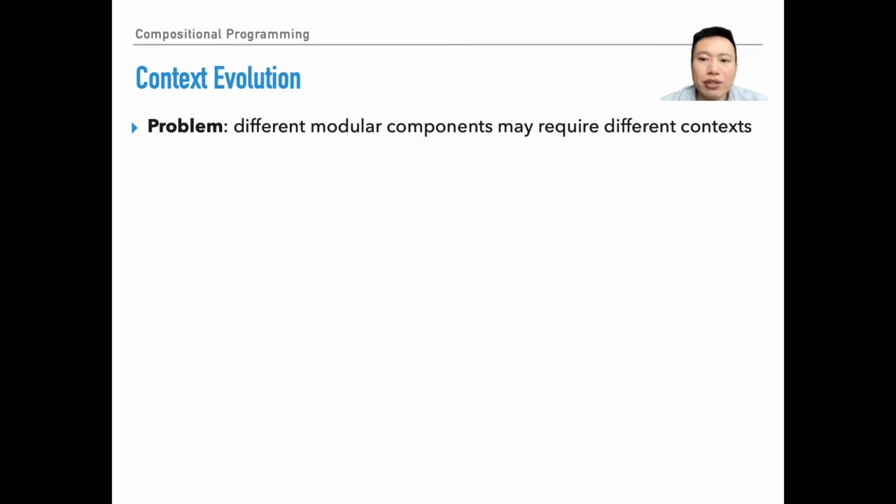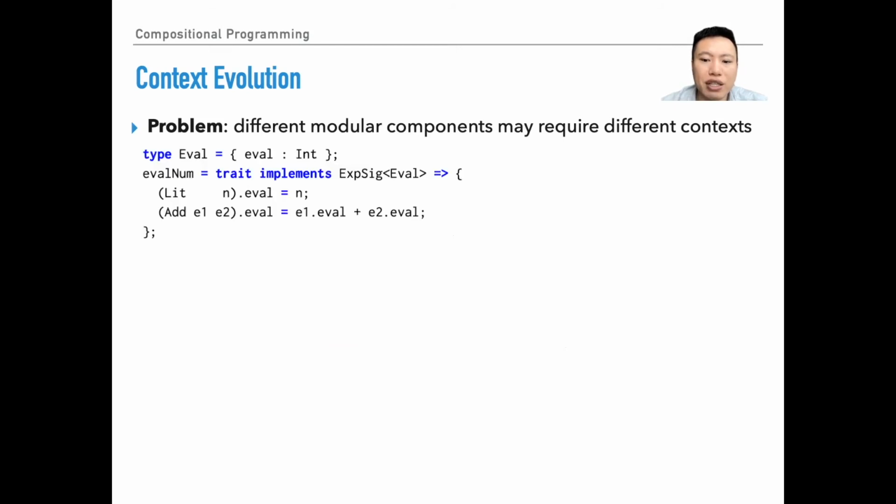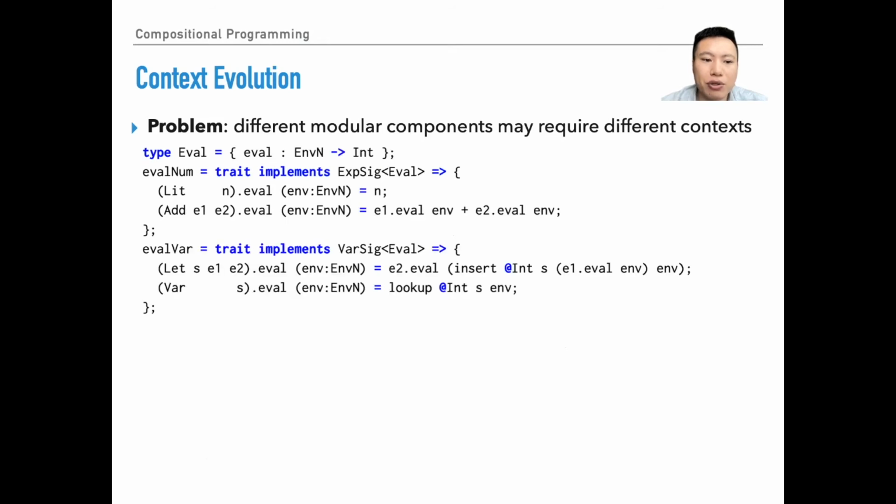A frequently occurring problem is that different modular components may require different contexts. Initially, evaluation on literals and additions requires no context. When data expressions and variables are introduced, we need a map from variable names to its value. The signature of eval has to be changed to take an additional parameter. Eval num also has to be modified so that eval num and eval var can be composed.